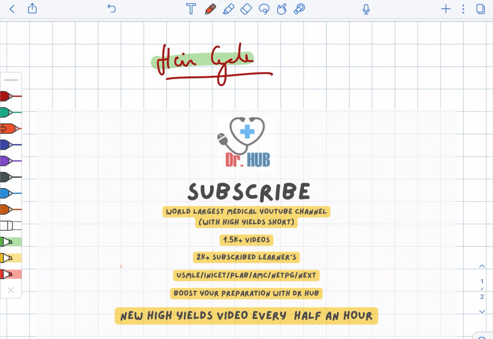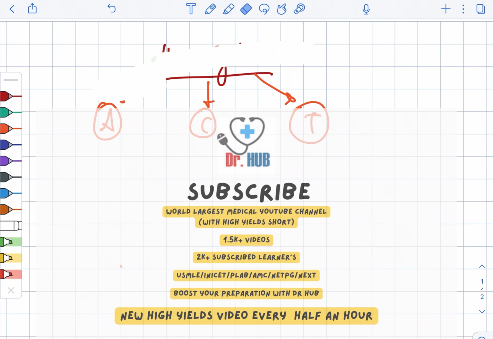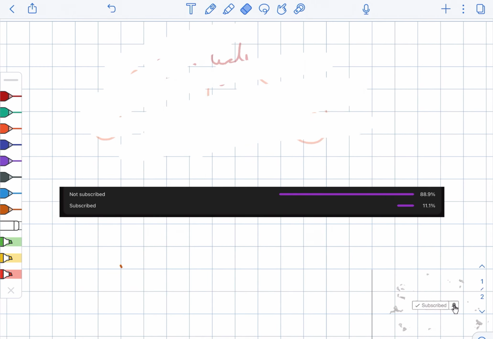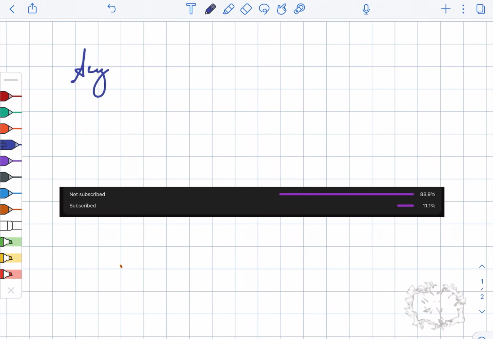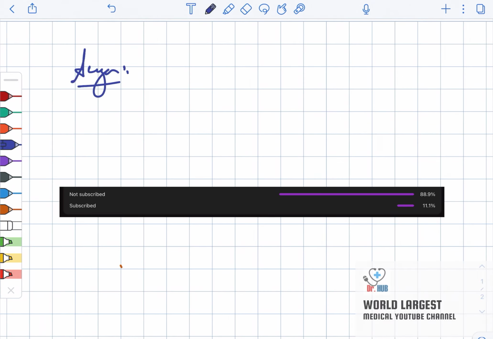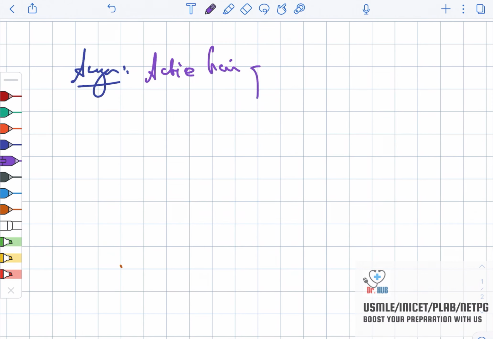Hair cycle. Firstly, there are three stages. We need to know them: anagen, catagen, as well as telogen. Firstly, we are looking at what is anagen. Anagen refers to the period of active hair growth. It is nothing but the active hair growth.